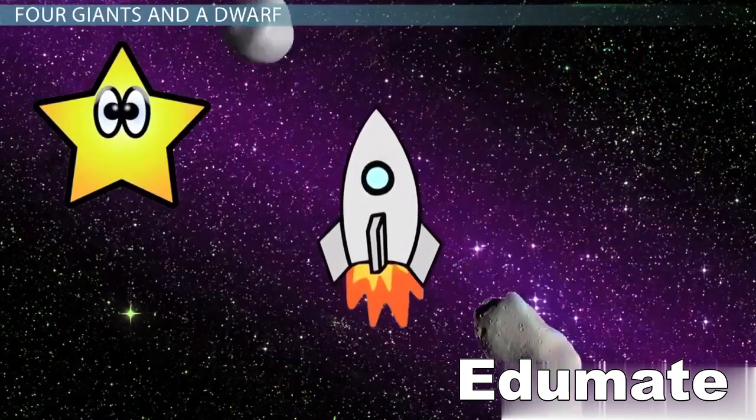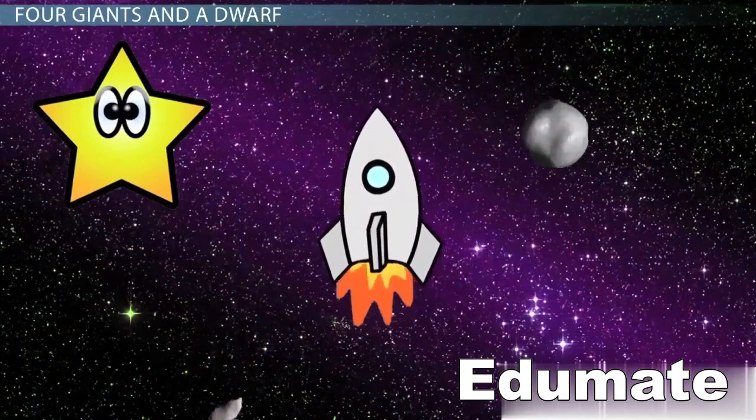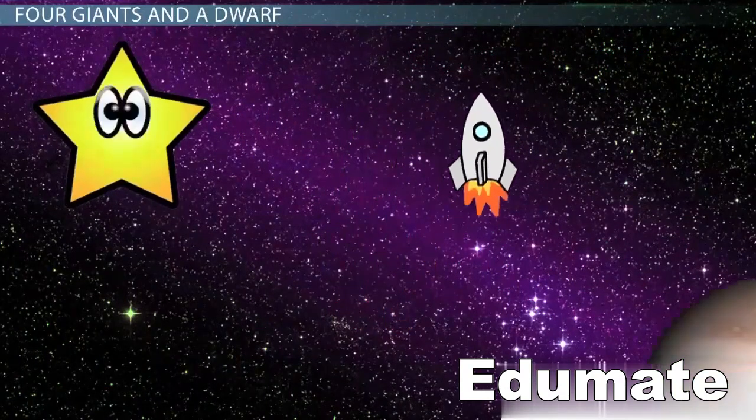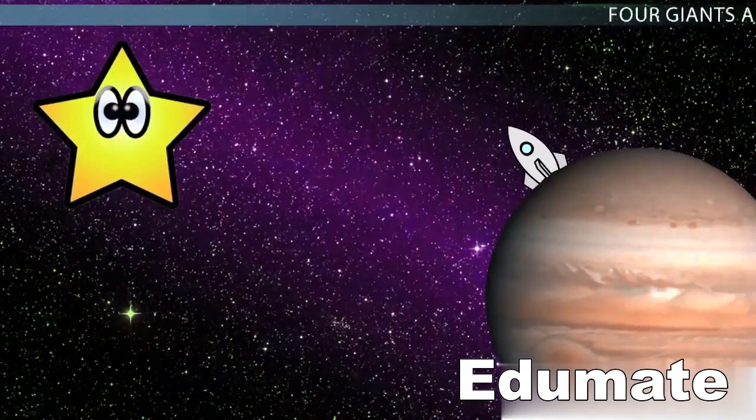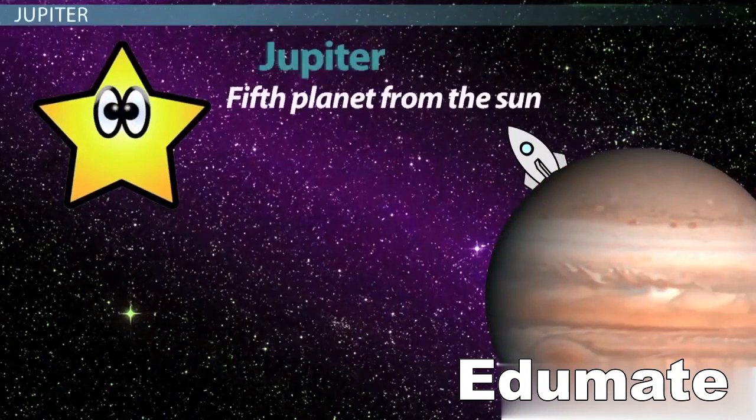Hold on, we're traveling through the asteroid belt now, and the ride gets a bit bumpy. Finally, that's over. Look, here we are at our first stop, Jupiter. Jupiter is the first of the outer planets in order. It is also the biggest, with a mass that is more than all the other planets combined.